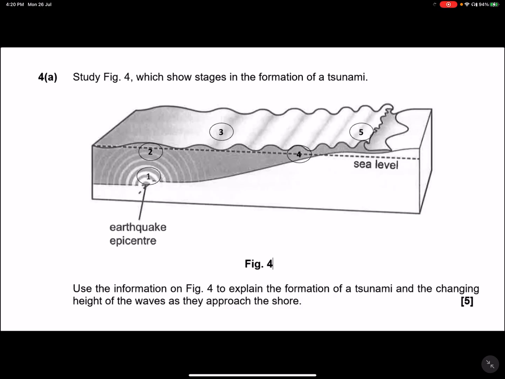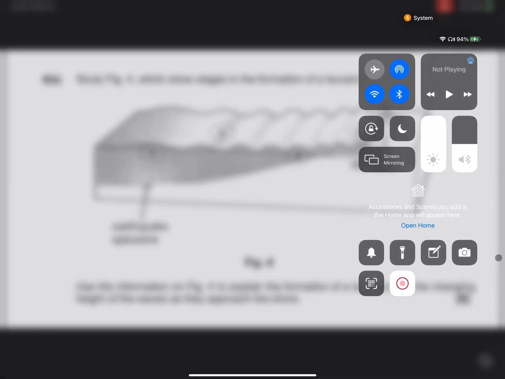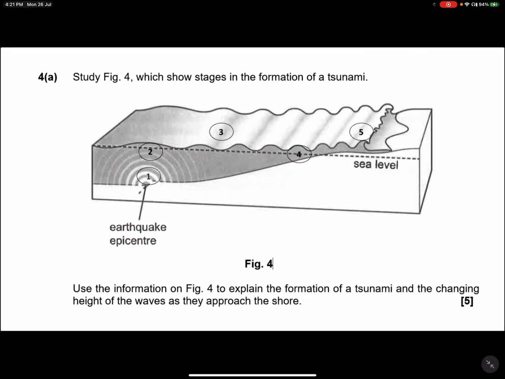Now, moving on, this is a very peculiar one. This one actually requires you to describe tsunami formation from step 1 all the way to step 5. You can find this description in your textbook. It is important that you take a look at this because it is a useful diagram in learning the formation of tsunamis.